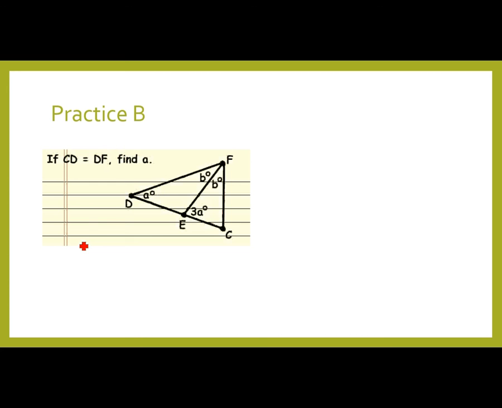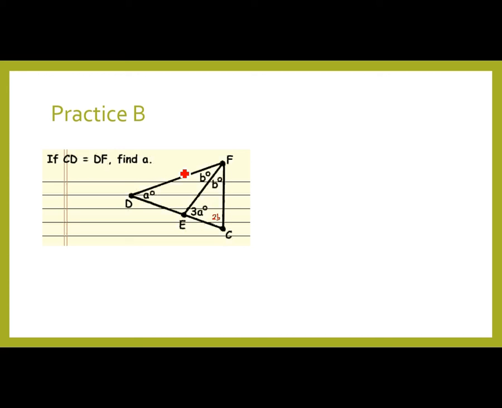Okay, here's practice B, and it says if CD, that's this length, is the same as DF, we need to find out what A is. Okay, this is actually a pretty tough problem. Let's see if we can work it through here. CD is the same as DF. That means that this is an isosceles triangle. And what we know about isosceles triangles is that the sides are the same, but also the base angles are the same. So if this one is 2b, b plus b would be 2b, this one also must be 2b.